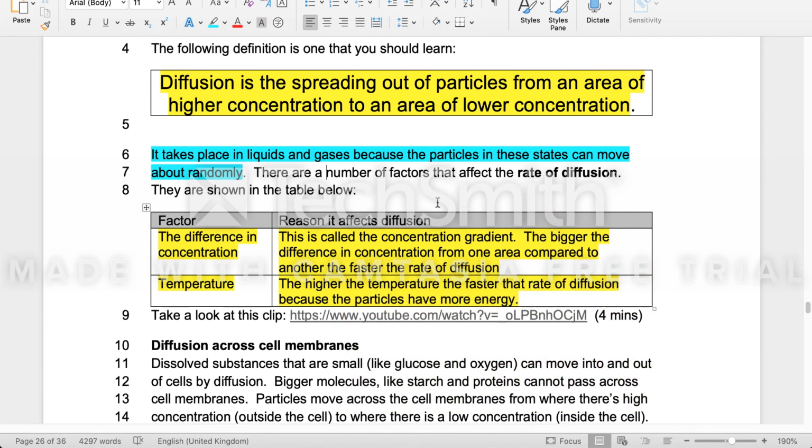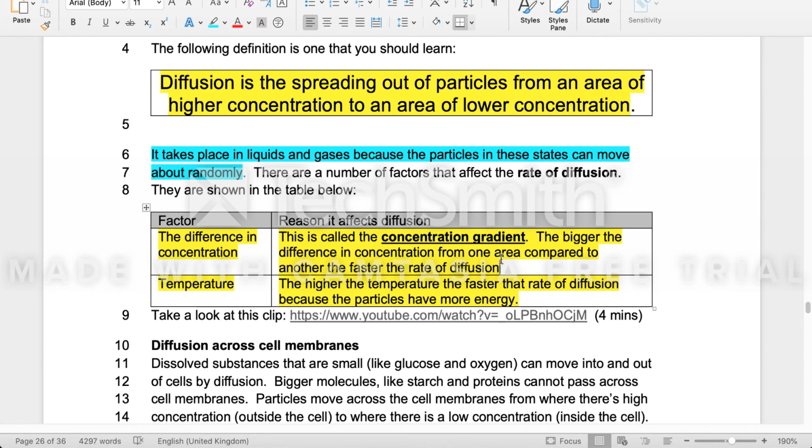So the first factor says the difference in concentration. Right. So this is called the concentration gradient. If you have a paperback copy and you already have this highlighted, can you please underline concentration gradient? Because this is another term that you need to know.